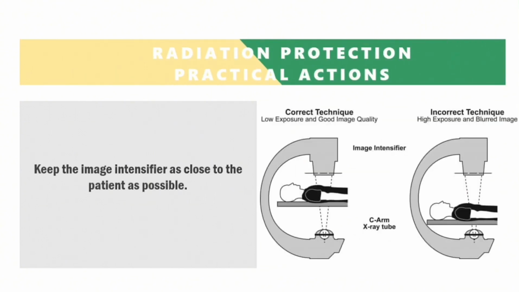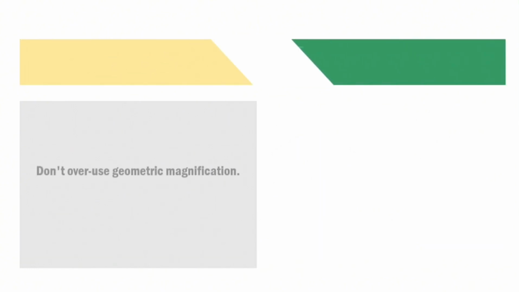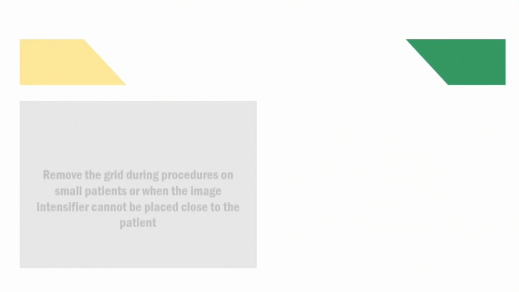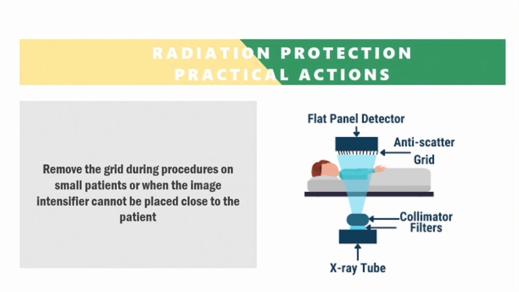Then, minimize image intensifier to patient distance. Conversely, keeping the image intensifier as close to the patient as possible ensures optimal image quality while minimizing radiation exposure. We also avoid overusing geometric magnification, as it can increase radiation exposure. It's all about using it wisely when necessary for detailed imaging. In procedures involving small patients or when the intensifier cannot be close, consider removing the grid to reduce unnecessary radiation.